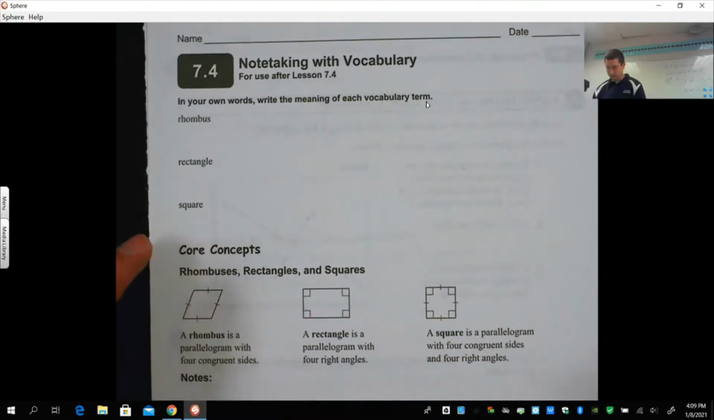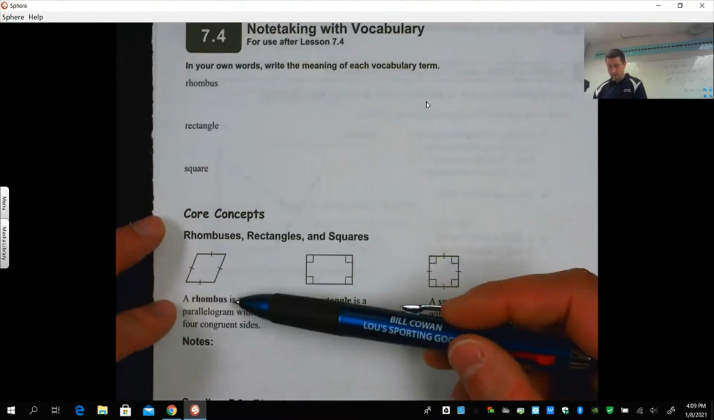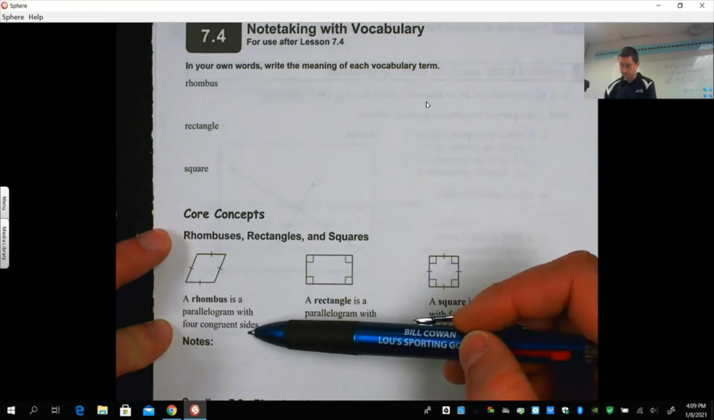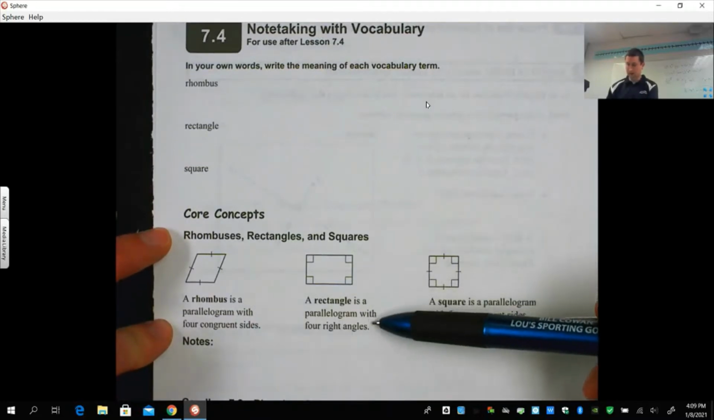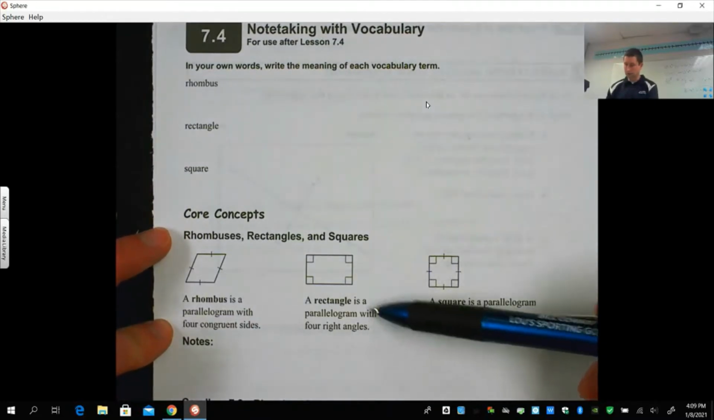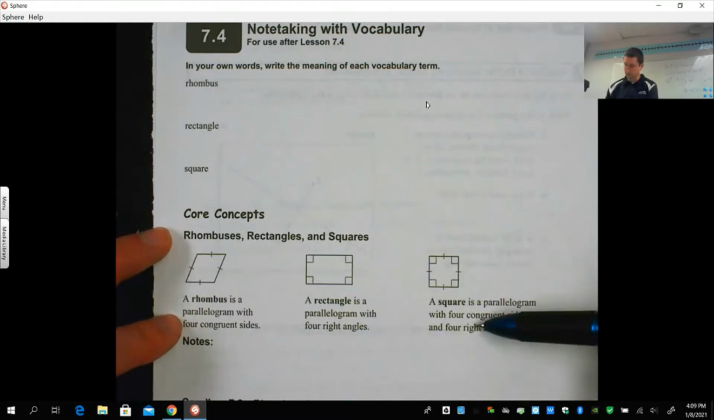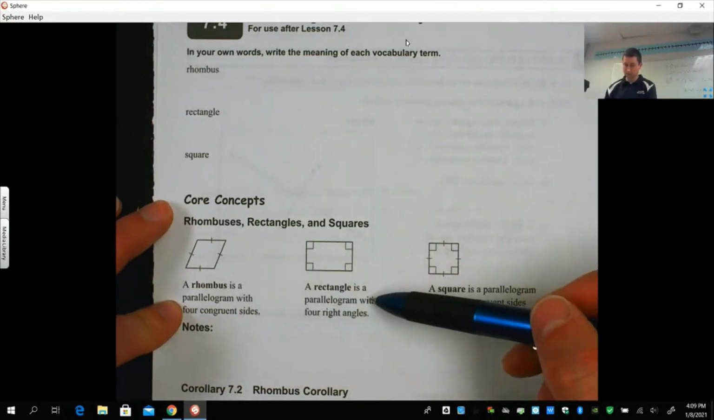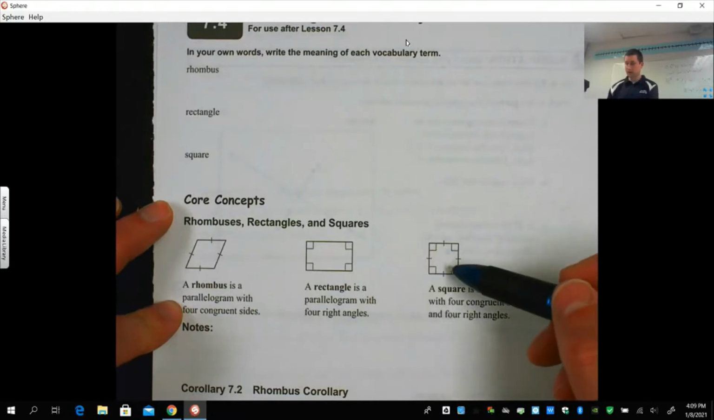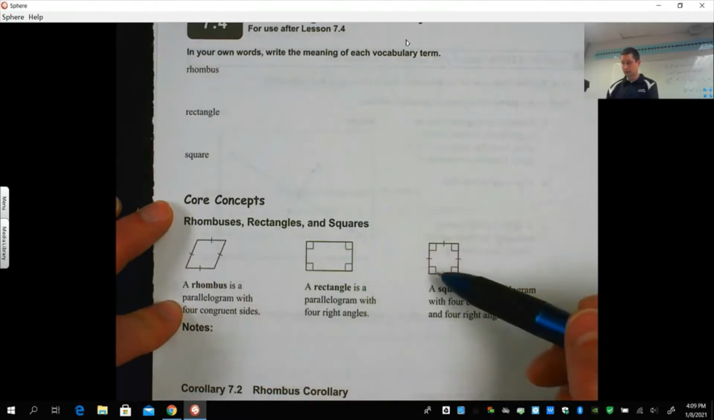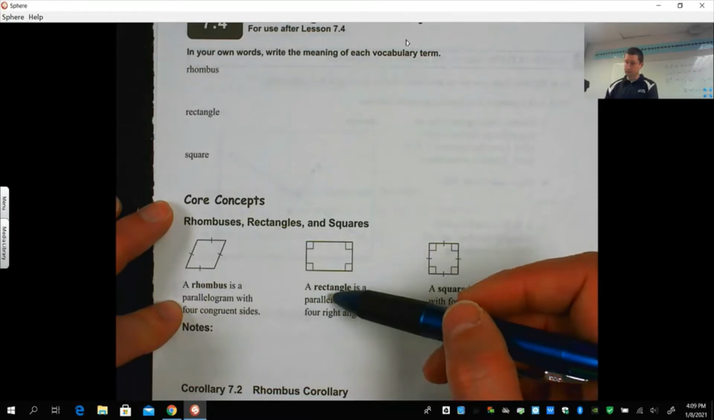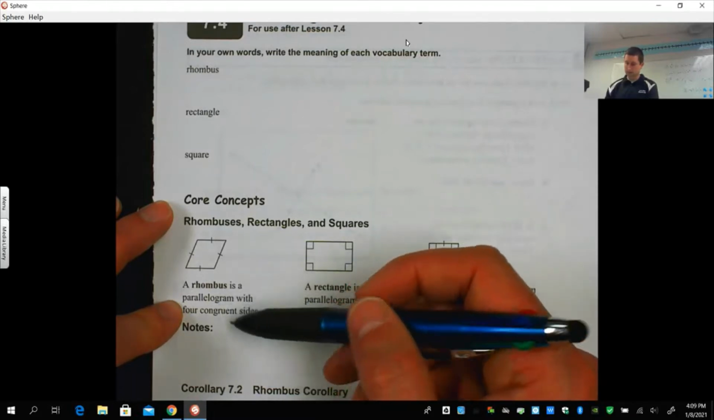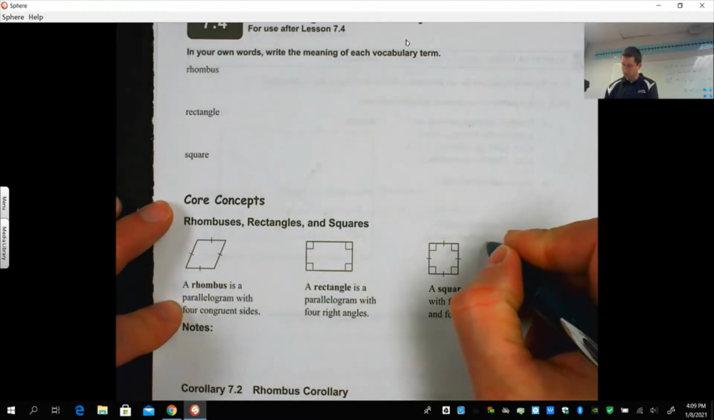So here are our definitions. A rhombus is a parallelogram with 4 congruent sides. A rectangle is a parallelogram with 4 right angles. So they're all parallelograms. A square is a parallelogram with 4 congruent sides and 4 right angles. So this has both characteristics of a rhombus and a rectangle. So a square is a rhombus, a square is a rectangle, but rectangles are not rhombuses.